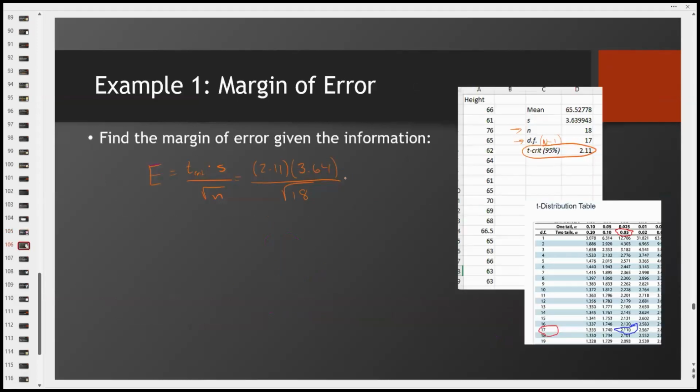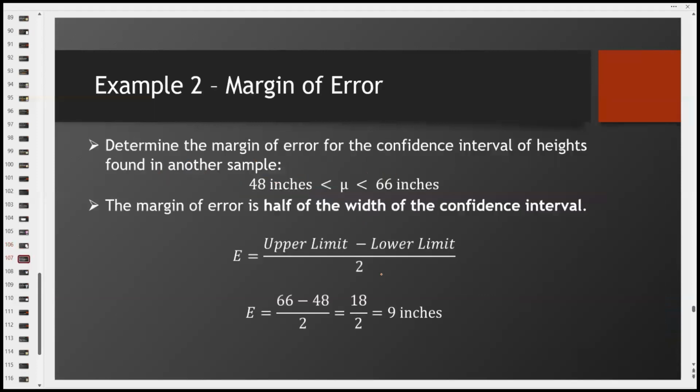If we calculate this, 2.11 times 3.64 divided by the square root of 18, we get a margin of error of 1.81. And so we can use this margin of error to find a confidence interval. And I think that's coming up in just a second.